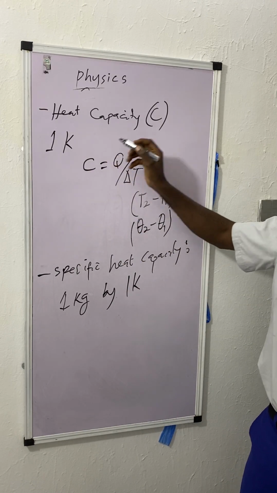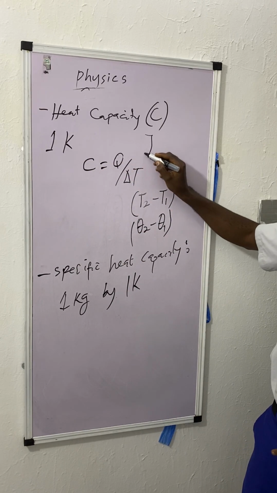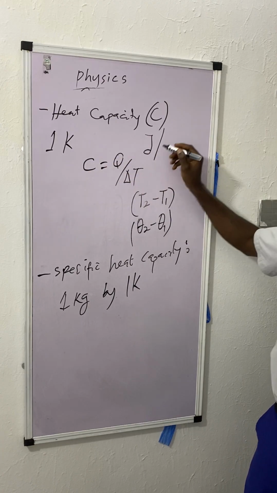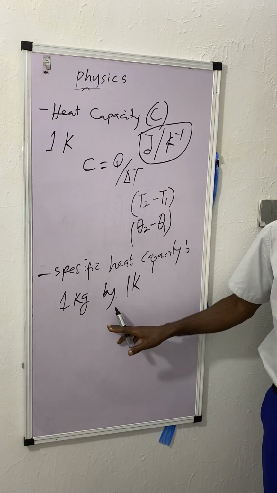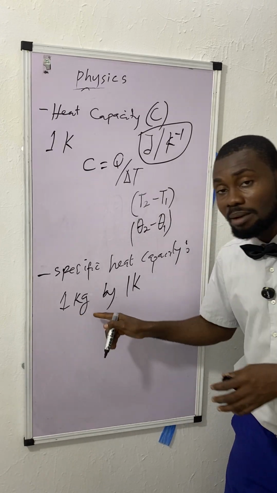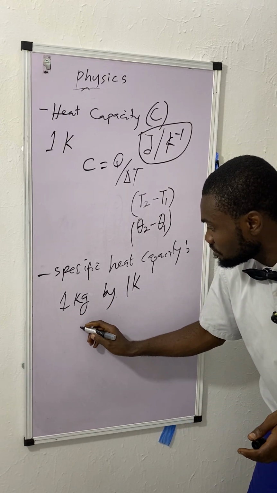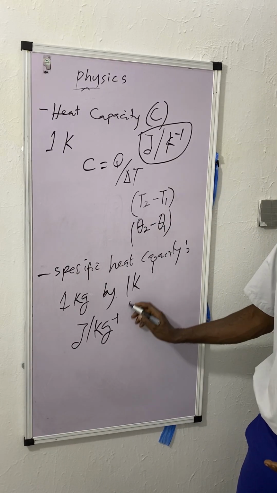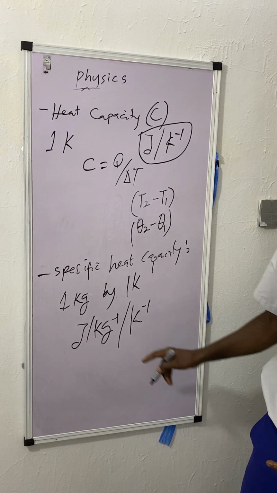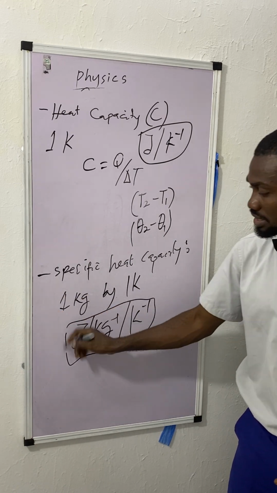So this one now, the SI unit of this one will just be Joule. Since we are talking about heat, we say Joule per Kelvin, J K^-1. This one is the SI unit of heat capacity. So for specific heat capacity, from the definition, 1 kilogram mass of a substance, we are going to have Joule per kilogram, kg^-1, per what? Kelvin, K^-1. This is the SI unit of specific heat capacity.